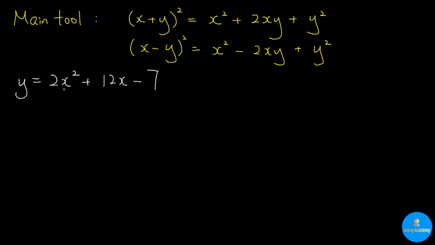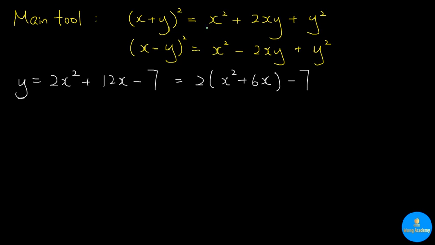First, we factor out the leading coefficient 2 out of the quadratic term and the linear term, so that we get 2 times x squared plus 6x, and then keep the constant term at the end, minus 7. This first step is to ensure that the coefficient of x squared inside the parenthesis is 1. Next, compare what we have inside the parenthesis with the identities.